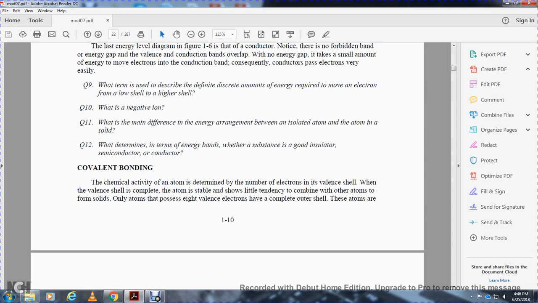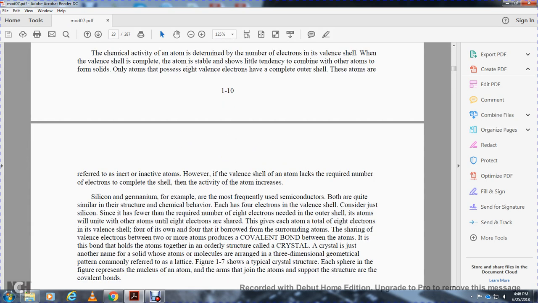Covalent bonding. The chemical activity of an atom is determined by the number of electrons in its valence shell. An atom with a complete valence shell shows stability, with little tendency to combine with other atoms to form solids. Only atoms with eight valence electrons have a complete outer shell. They are referred to as inert, or inactive, atoms.